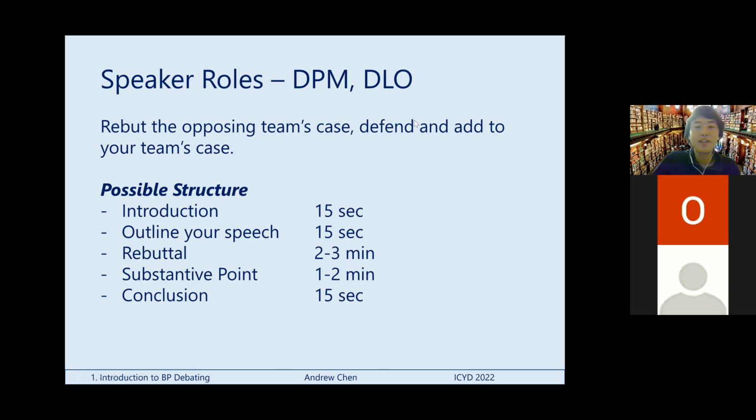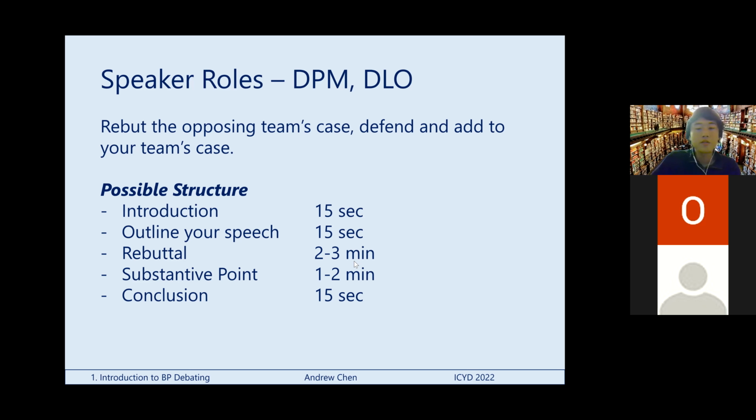Okay, I think now we're up to the Deputy Prime Minister and the Deputy Leader of the Opposition, our deputy speeches. So the role at a very high level of deputy speakers is to rebut the opposing team's case, to defend your team's case, and to add to your team's case. So a possible structure for this, just to give you an idea of what you're doing and the time allocation between different things, is you'd start with an introduction and a quick outline of your speech. So you might say, I'm going to have 2 points of rebuttal, firstly on this thing that OG said, secondly on this thing that OG said, and then I'm going to have a substantive point about this thing.